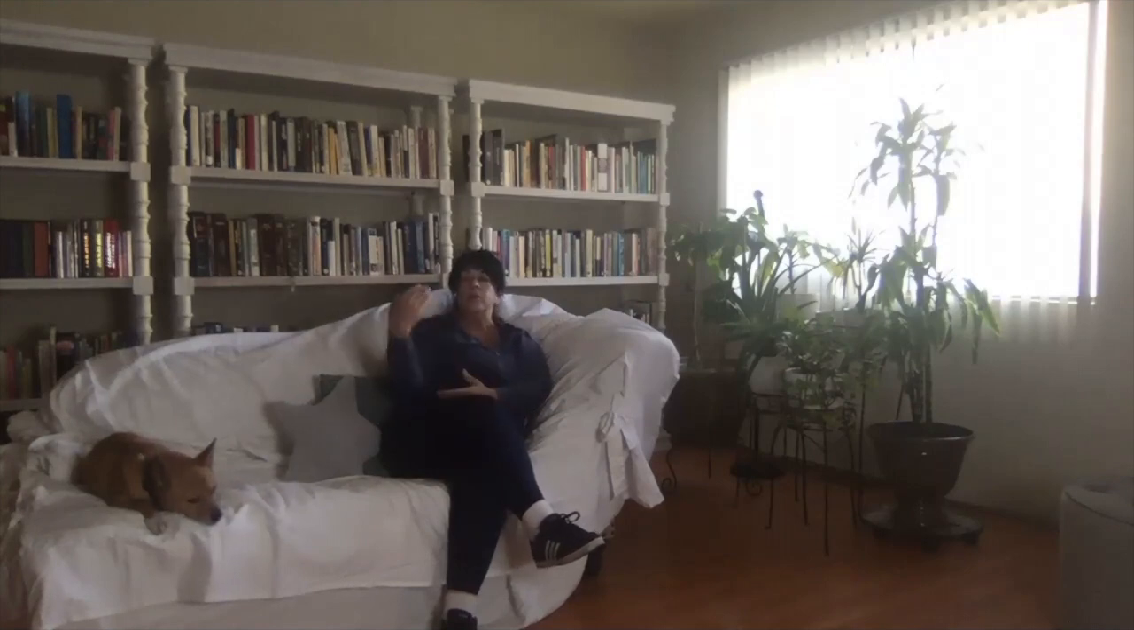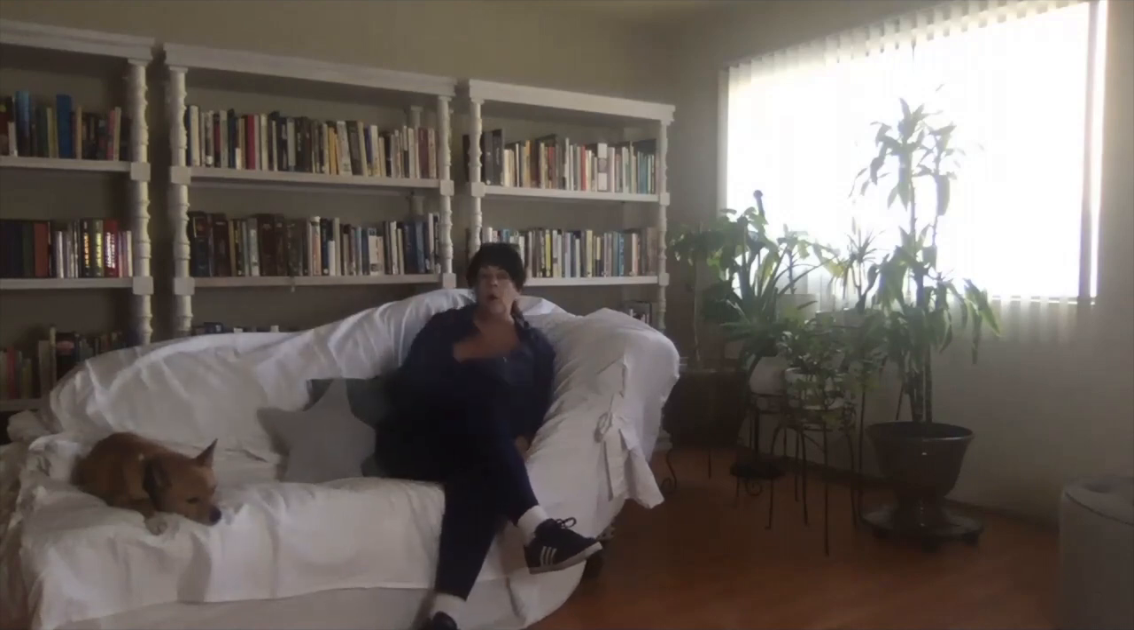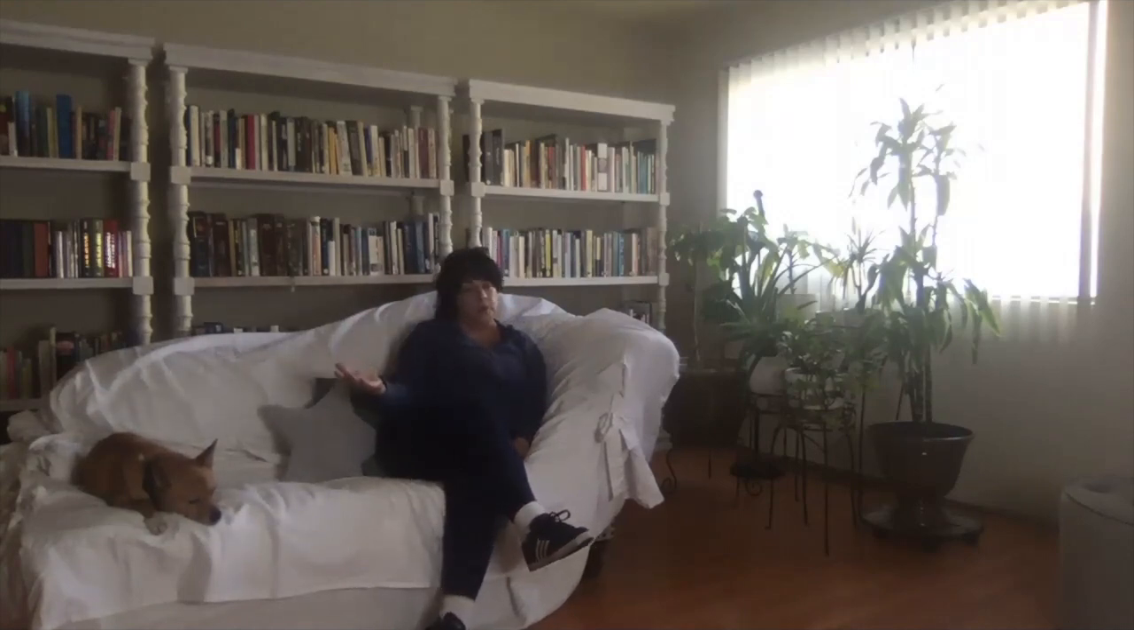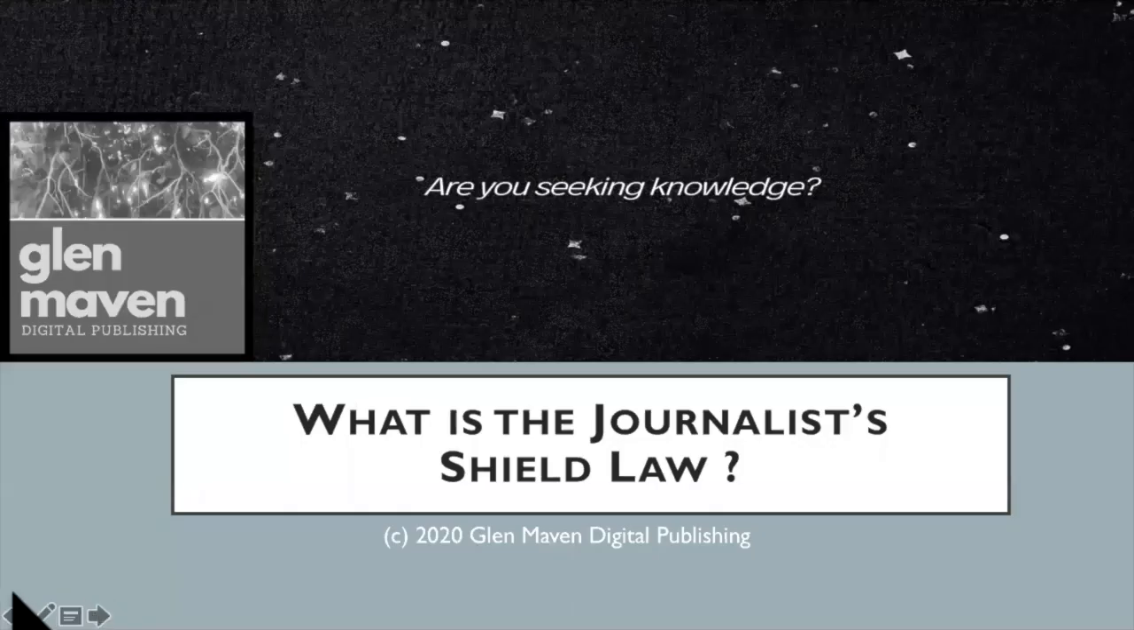So the shield will prevent you from testifying about the source's name or about the content of what the source told you, including films and videos and papers that you got. So the shield law is a little bit to do with privilege, a little bit to do with the First Amendment, a little bit to do with statutes. And you have to ask yourself a series of questions about it. So let's get started.